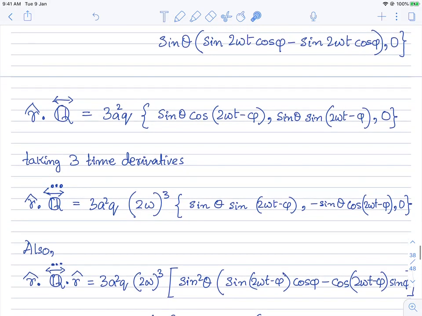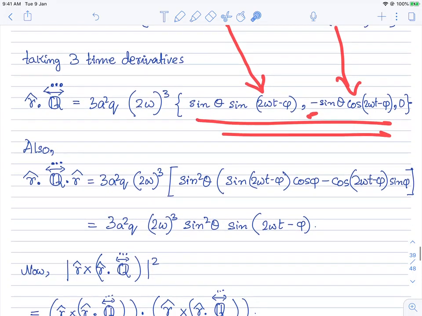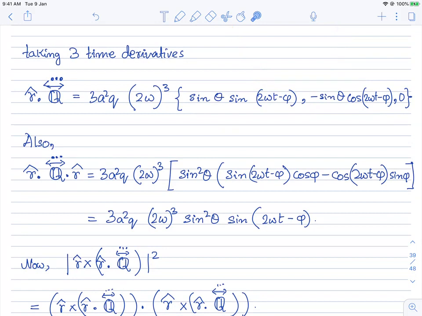Then if we take the 3 time derivatives, essentially the cos becomes sine and the sine becomes cos, with signs. Also let us compute this other quantity where you have taken the 3 time derivatives and dotted with another r-hat. That is not a vector anymore, that is a scalar, and this scalar has this form.